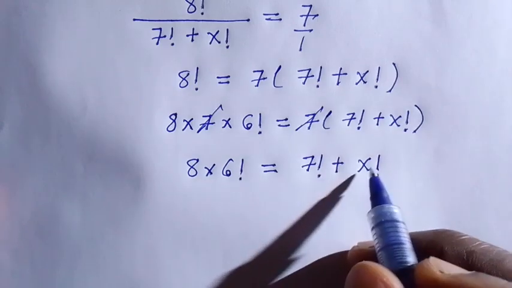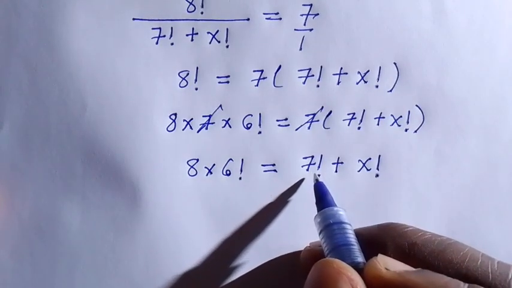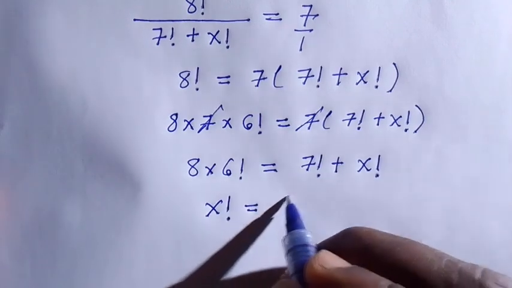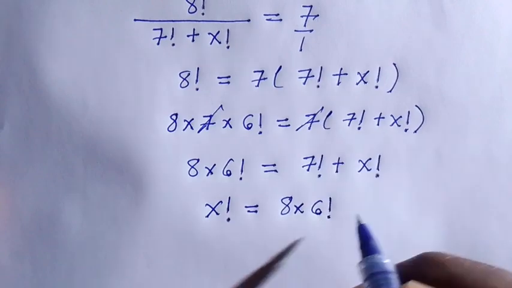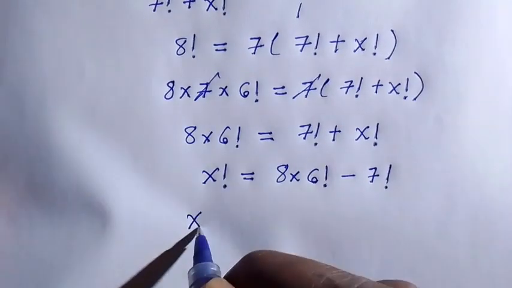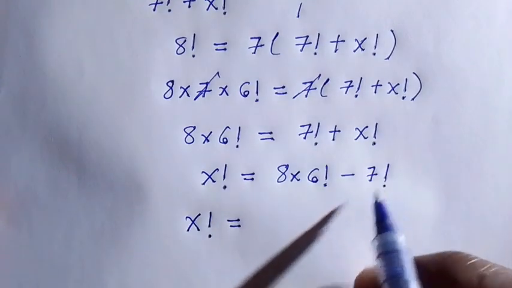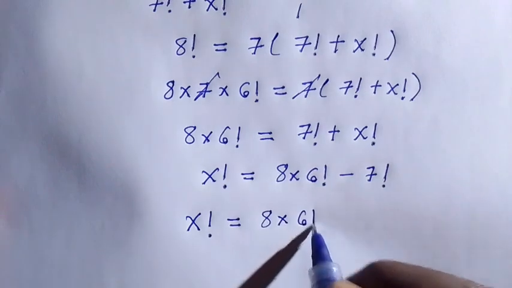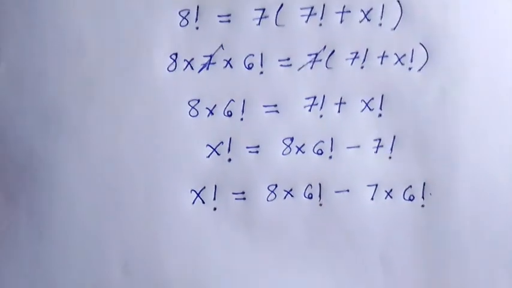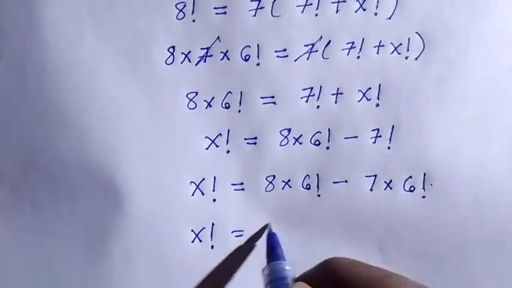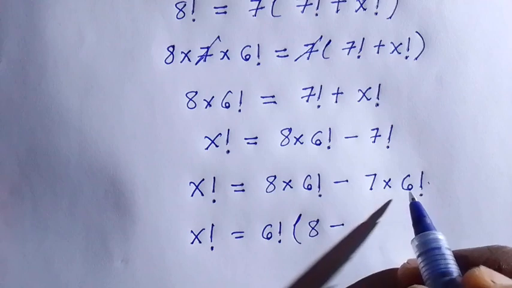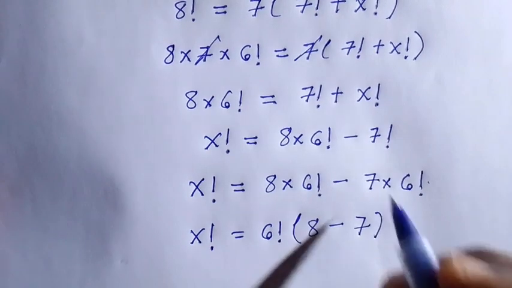By proceeding, we have to make x factorial the subject of the formula. We transfer this 7 factorial to this side, so x factorial equals 8 multiplied by 6 factorial minus 7 factorial. Let's try to break this down. We have 8 multiplied by 6 factorial minus 7 multiplied by 6 factorial. I will stop here because I can factor out 6 factorial. When we divide this one by 6 factorial, we have 8 minus, and when we divide this one by 6 factorial, we have 7.